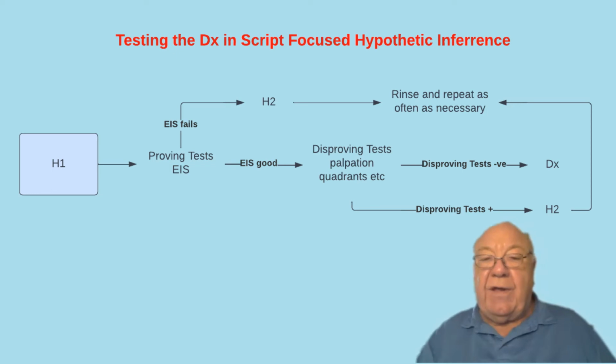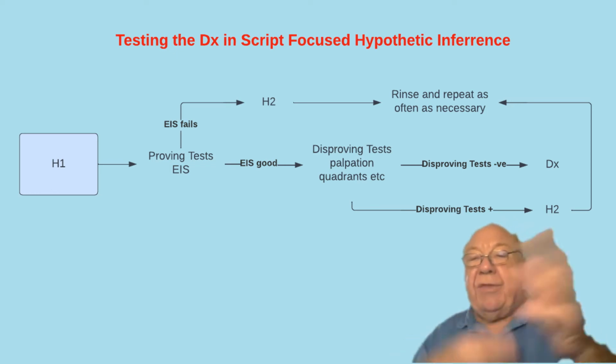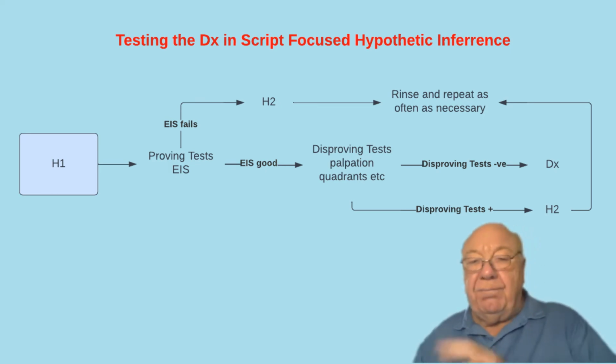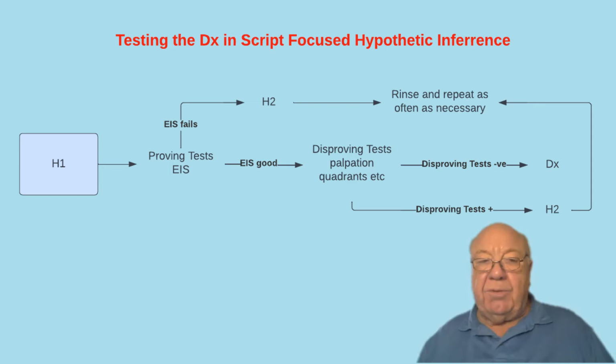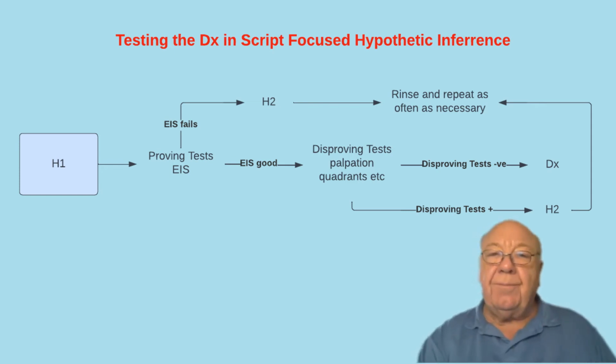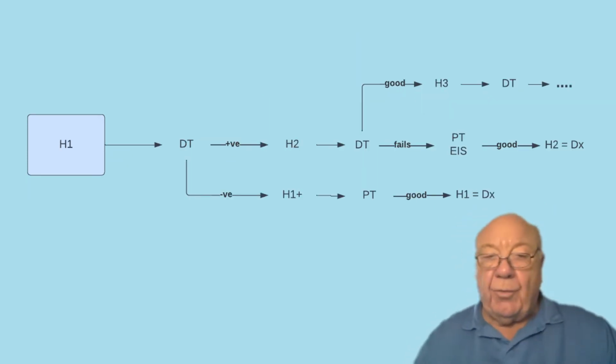If the EIS fails, we go to H2 and then repeat the whole process again and again until we get our answer. So in most cases, this is fairly straightforward. It's simple enough. It's when things don't go terribly well and H1 fails, H2 fails, H3 fails, and we start getting deeper into this. But this is the way that we've been doing it, and it's a fairly standard way of doing an examination. But let's look at a different way of doing it.